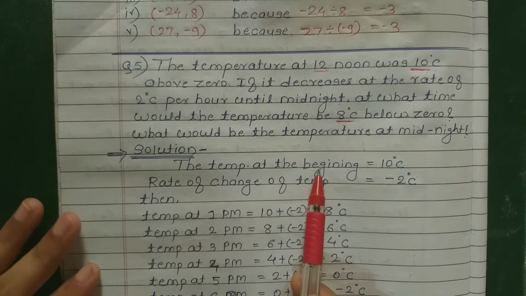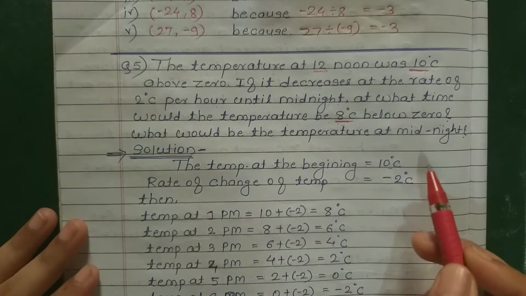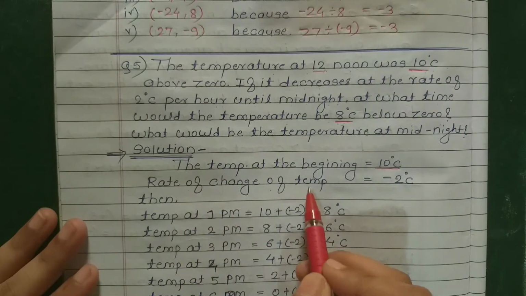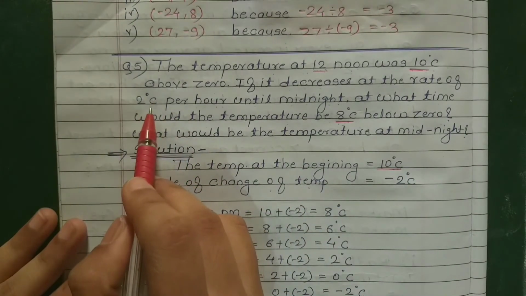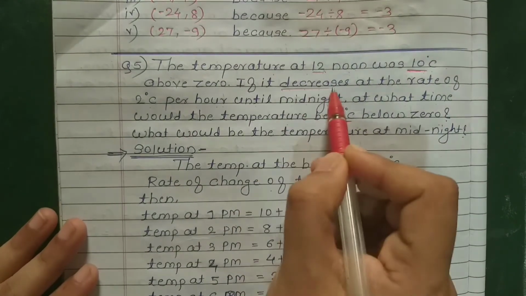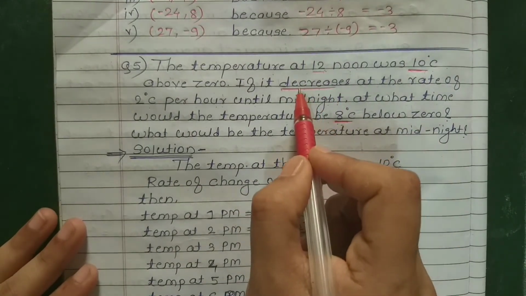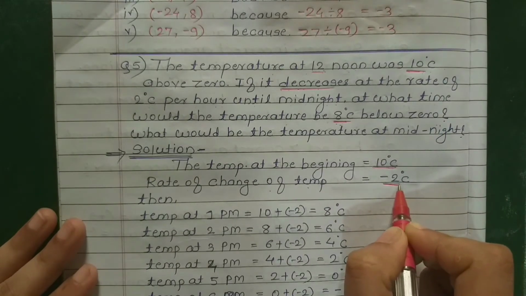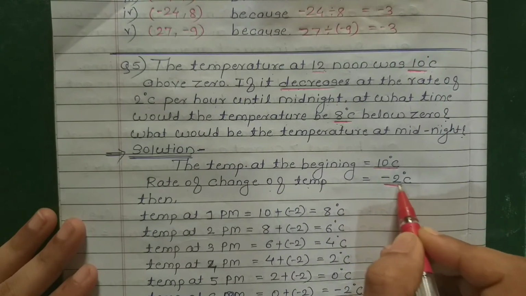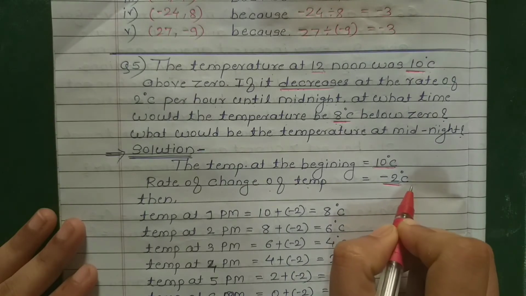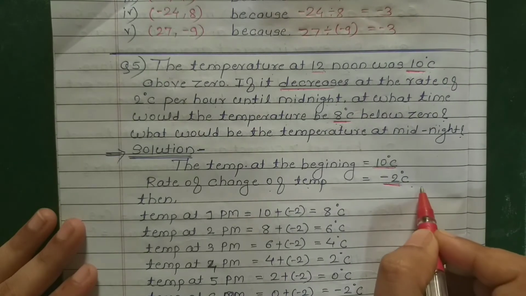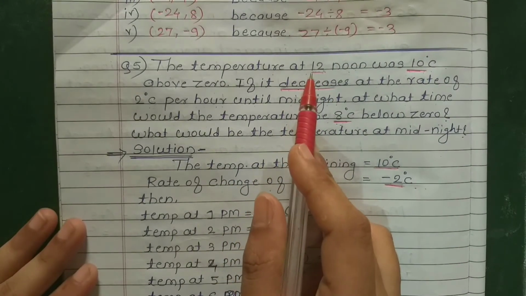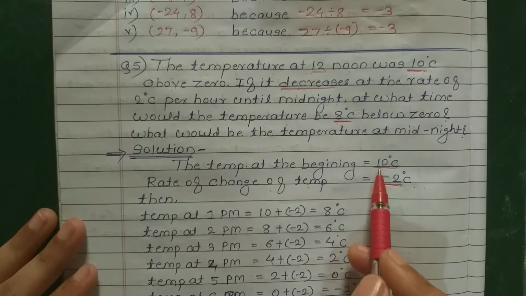At the beginning the temperature is above 0. It is 10 degrees Celsius, so it is positive. The rate of change of temperature is 2 degrees Celsius per hour, but since the temperature decreases, it will be denoted by a negative integer. So I can write here negative 2 degrees Celsius. Rate of change of temperature is negative 2 degrees Celsius. Then at 12 p.m., in the afternoon, it will be 10 degrees Celsius.